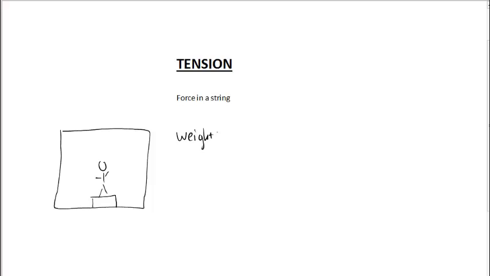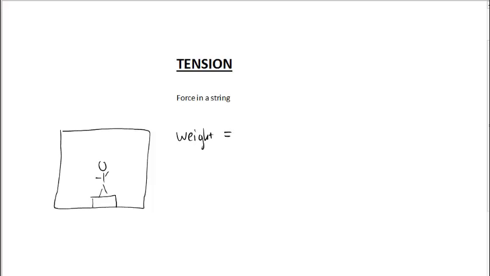Before we get into tension though, I just want to do a few examples with elevators, because this is something students sometimes have trouble grasping. So if we take a look at an elevator, we have someone standing on a scale. Okay? So the weight of this person, they can judge by reading the scale.